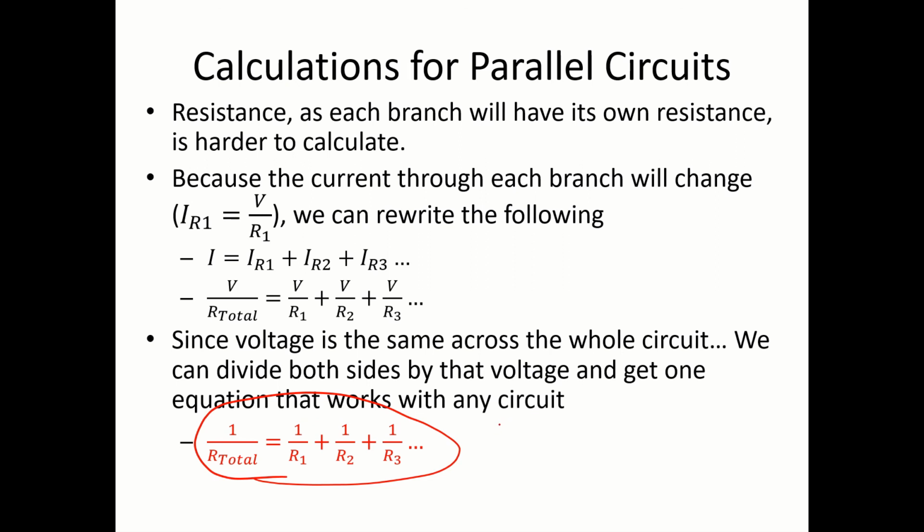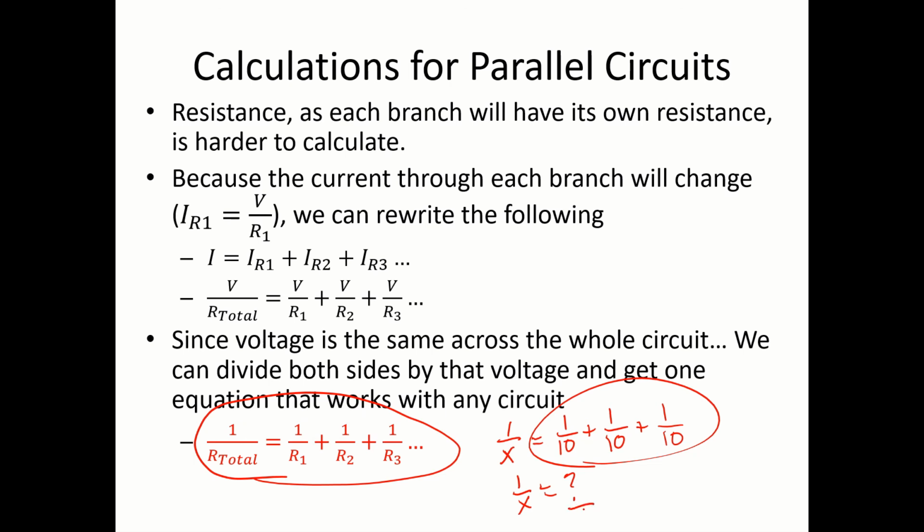If I had all three of those resistors as a 10 ohm resistor, what this really turns into is 1 over R total is equal to 1 over 10 plus 1 over 10 plus 1 over 10. I can simplify the whole right-hand side, sure, but I have to remember that whatever that equals is equal to 1 over R total. I have not solved for R total. I am not done.